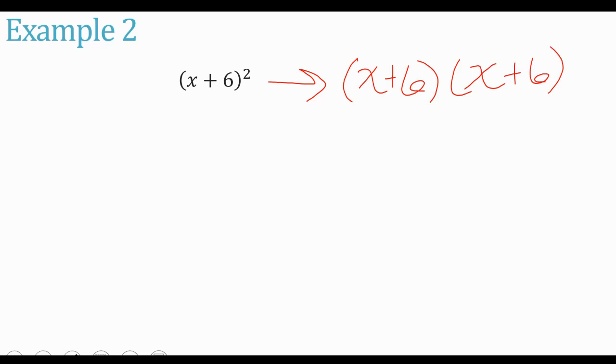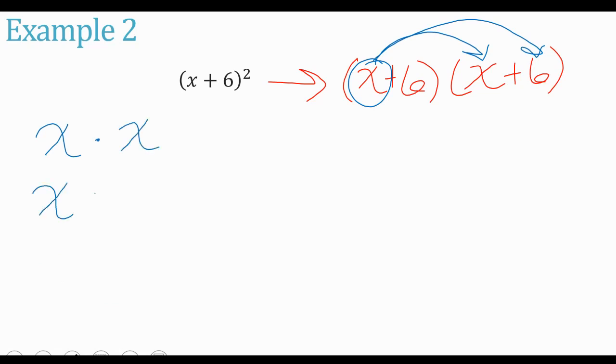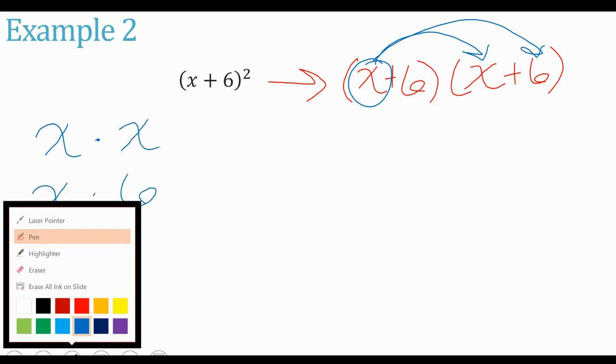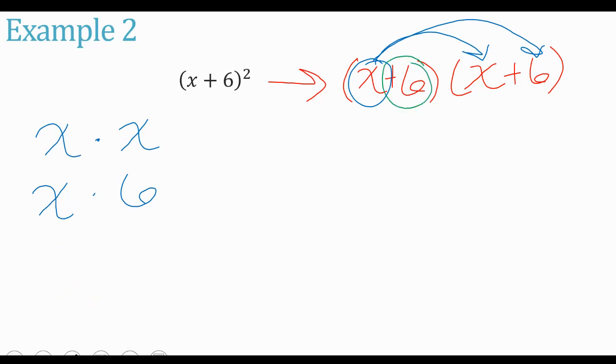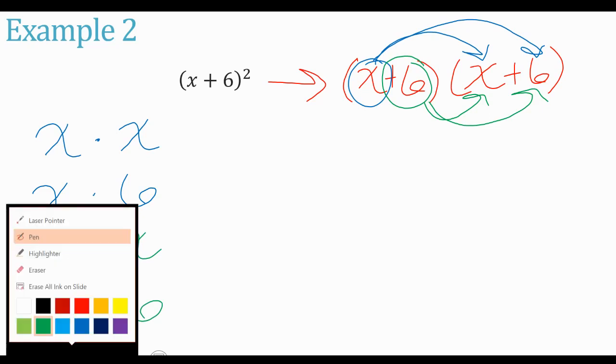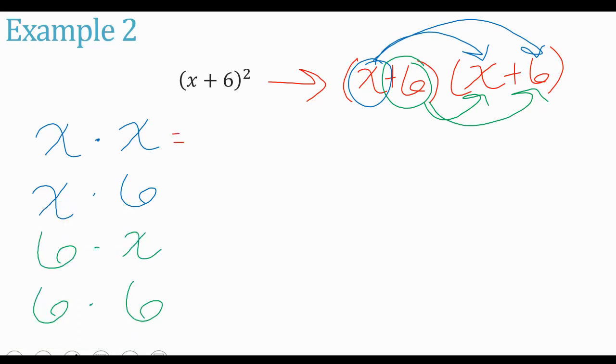Okay, so for this one, I'm going to use the double distribution method just to show both methods twice. I'm going to take this first term and I'm going to distribute that twice. So I'm going to just do that over here. We have x times x, and we have x times 6. Now I'm going to take this second term and I'm going to distribute that twice. So I have 6 times x and 6 times 6. Now I'm going to go ahead and do that multiplication.